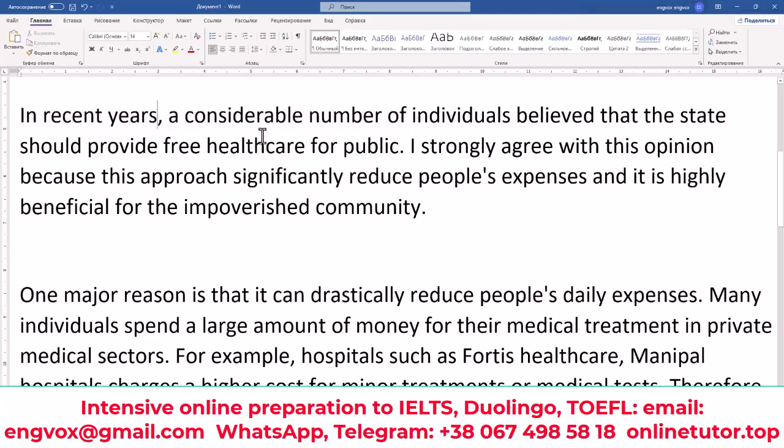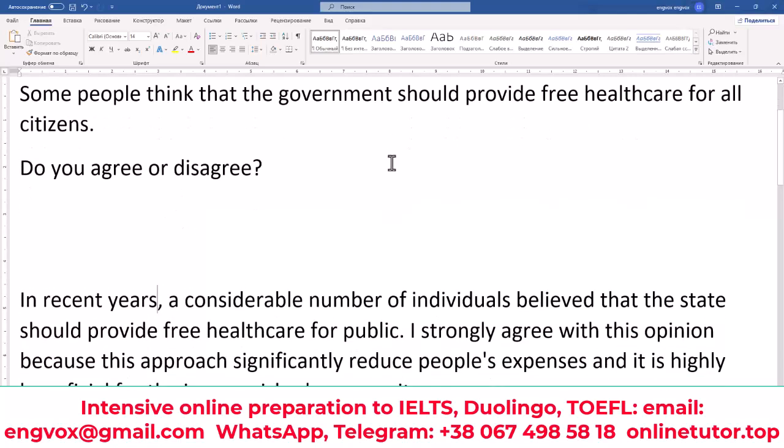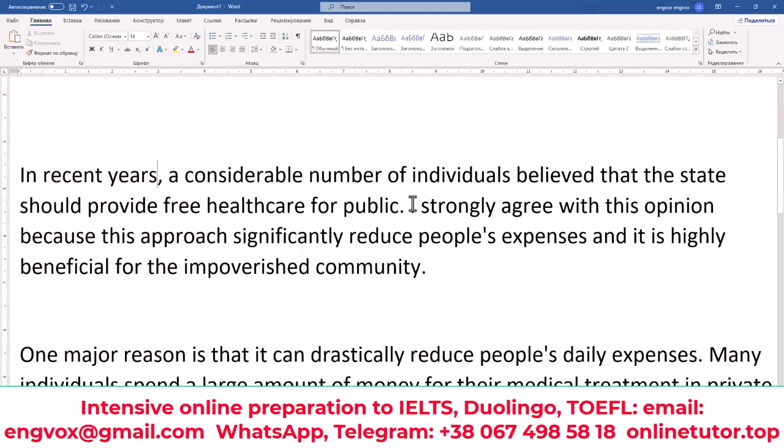In recent years. I don't understand. Okay, that the state should provide free healthcare for the public. She tried to change the question, but failed a little bit. Like she changed it only to citizens with the public. Okay, better something than nothing. Okay. I strongly agree with this opinion.